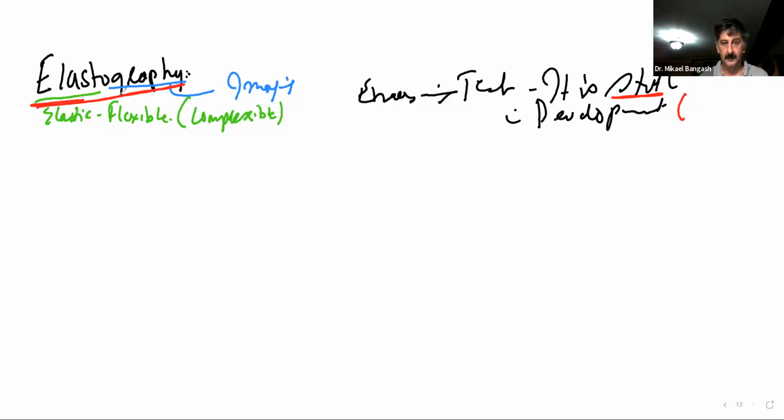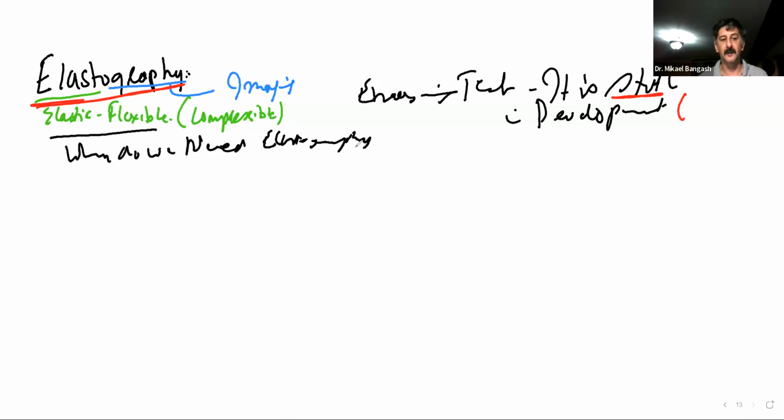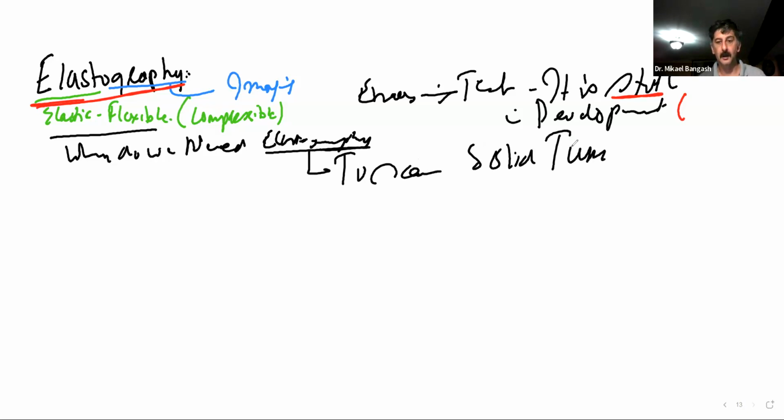Now what was the whole purpose of elastography? Why do we need it? Yeah, why do we need it? And this is mainly going to be used to scan solid tumors.